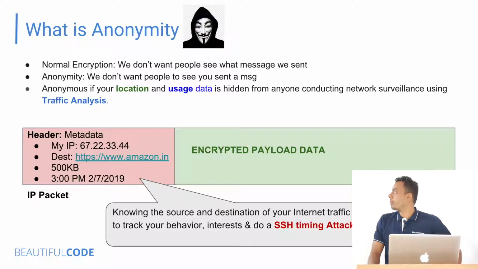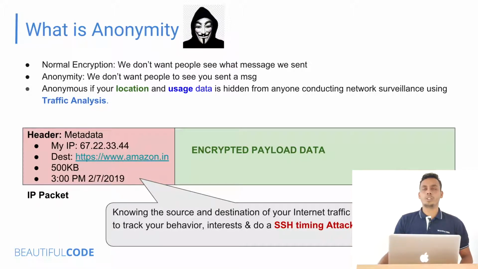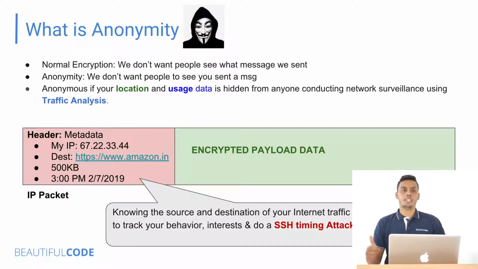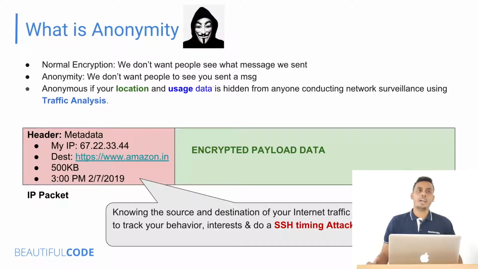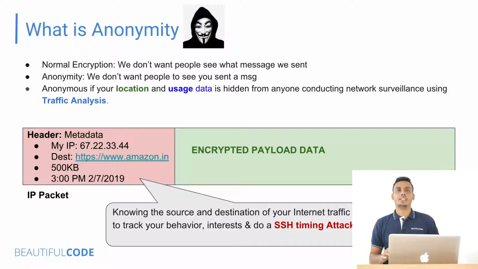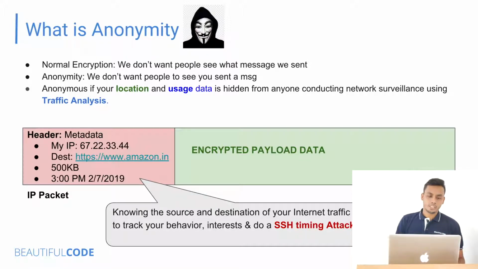So there is a normal encryption layer. When you talk to somebody over a network, you don't want anybody snooping to read your messages, so you use HTTPS and encrypt your messages. And anonymity means that you don't want people to find out even that you are sending a message. So we can say that if you can conceal your location and the usage of your data patterns from somebody who is doing traffic analysis, you can be anonymous over the network.